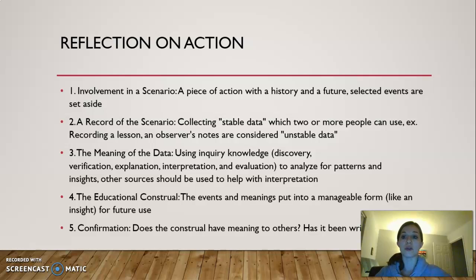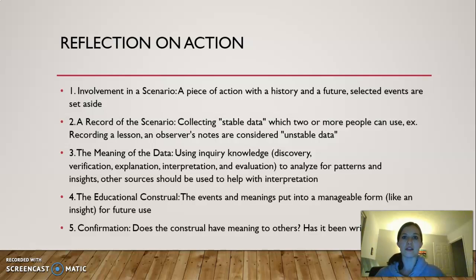Number 2 is record the scenario. So collecting stable data, which is data that one or more people can use. It's not from one person's biased opinion or from one person's perspective. So this can mean recording the lesson as compared to an observer's notes. And observer's notes are considered kind of unstable data.